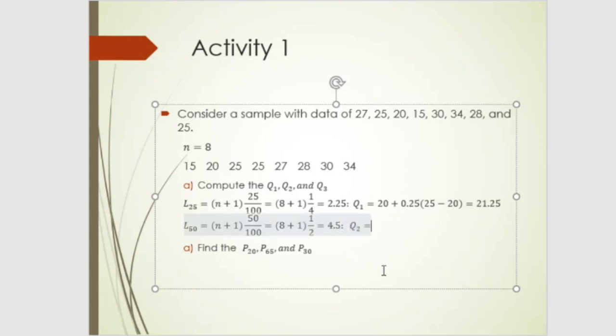So what would be Q2 now? You have identified that it's a number between number 4, 1, 2, 3, 4, and number what? And number 5. So what would be the answer? Okay, how do we get it before we reach the answer? So it means it's going to be 25. How?